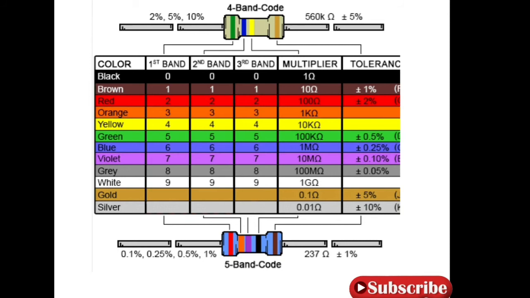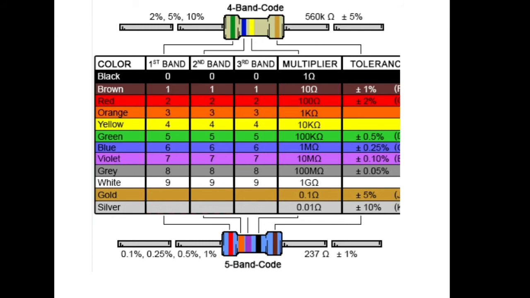You can see here the example, the 4 band code and 5 band code for a resistance as shown here. You can calculate the value of the resistance. In the first case of 4 band code, the colors are indicated like this. Black is indicated with the number 0, brown with 1, red with 2, orange with 3, yellow with 4, green with 5, blue with 6, violet with 7, grey with 8, and white with 9. Gold and silver are used for the tolerance calculations.